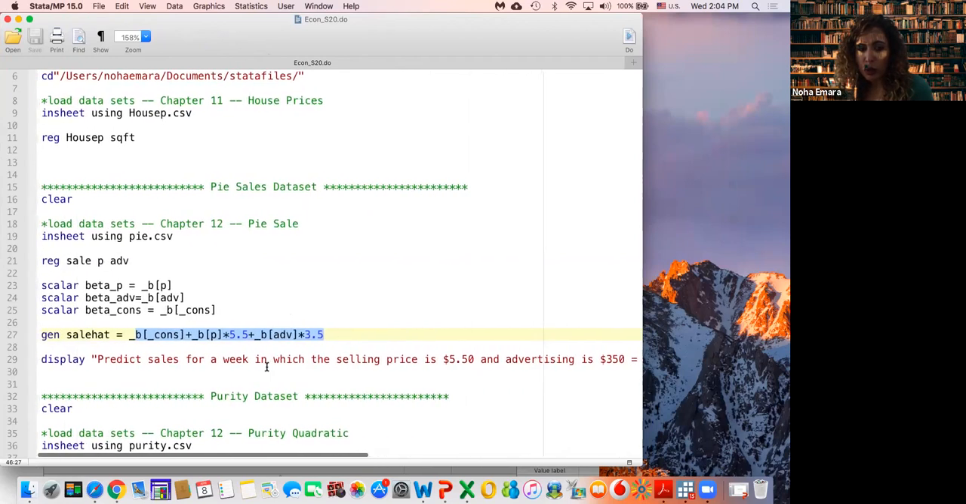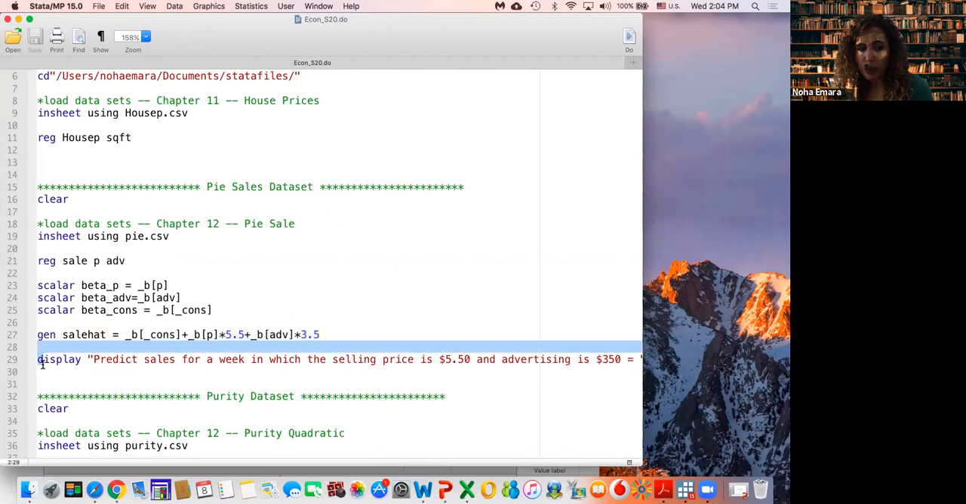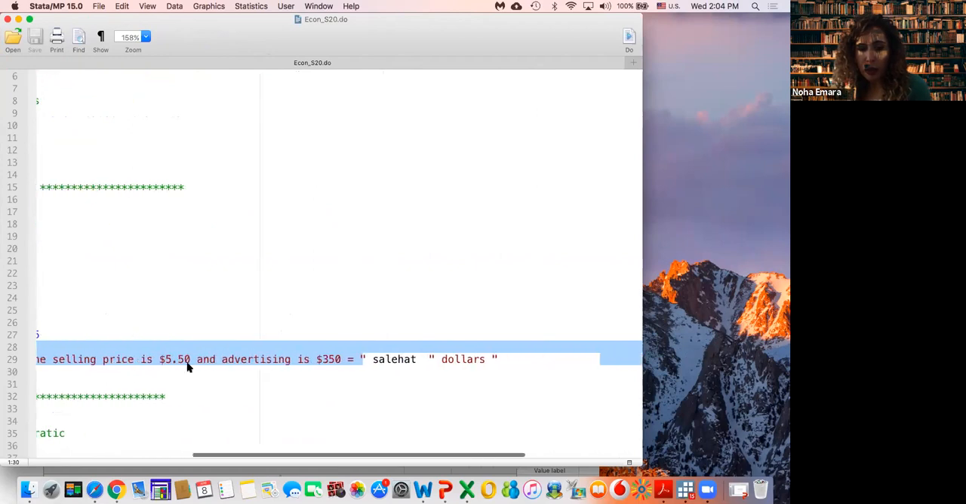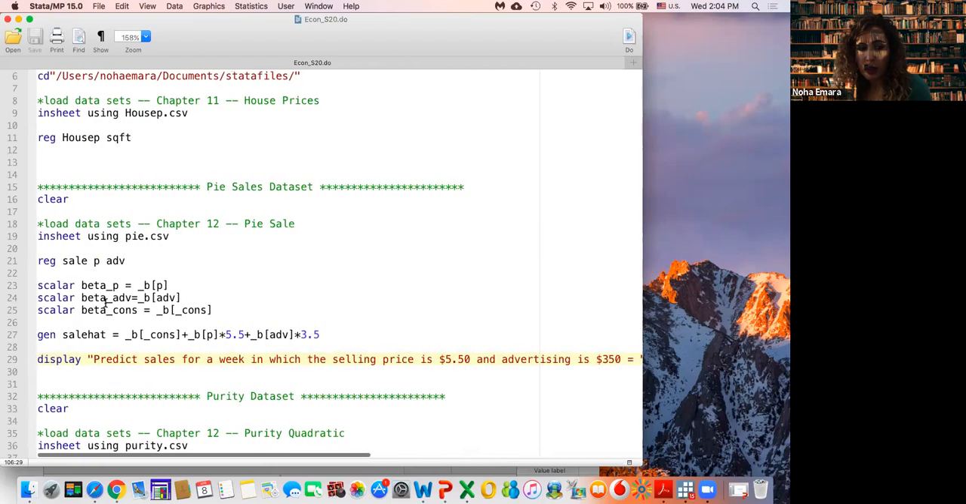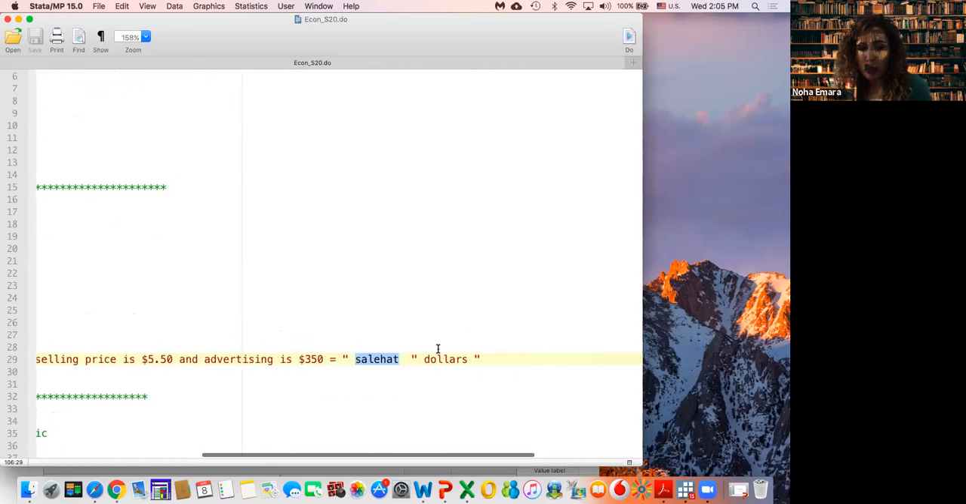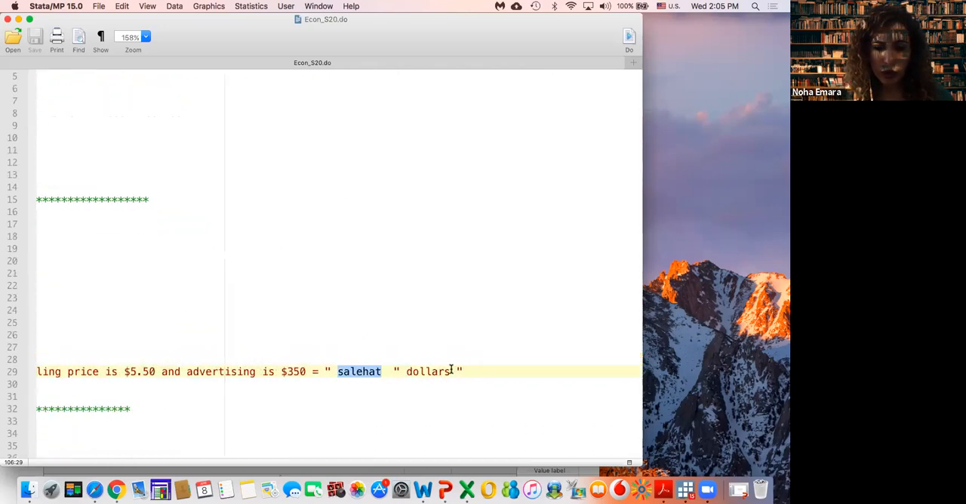Here the display command asks Stata to display the result nicely. You don't have to do this in an exam, but it's something for your own learning. You display the sentence, and whatever is not in red is the value. Stata gets the value of sale hat computed right here and plugs it into the sentence. Actually, this one is not in dollars, it's my mistake. This is in pies. So how many pies were sold.